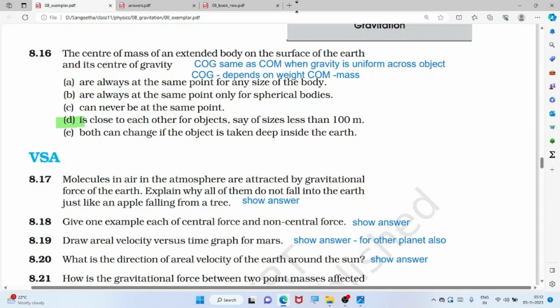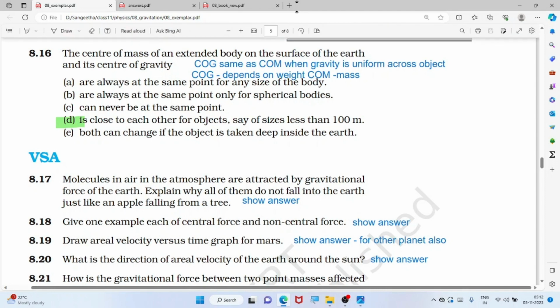The center of mass of an extended body on the surface of the earth and its center of gravity are close to each other for objects of that size. Okay, this is based on experimental results. The center of gravity is the same as the center of mass when gravity is uniform across the object. So for smaller objects these two are the same. Based on the experimental result, for sizes less than 100 meters, the center of mass and the center of gravity are the same.